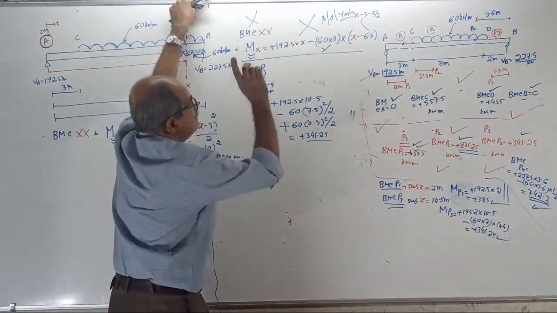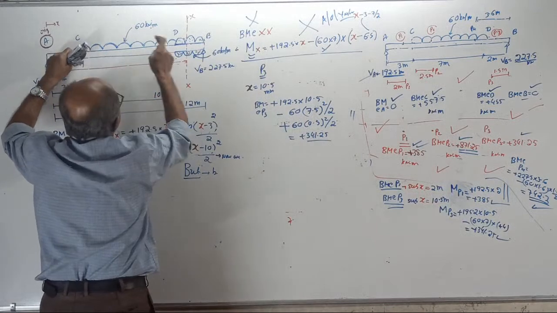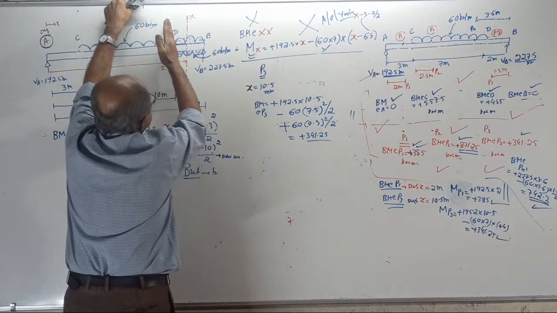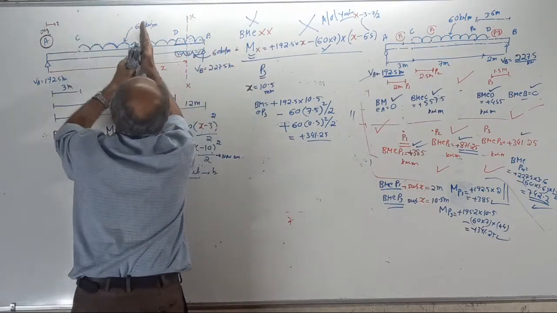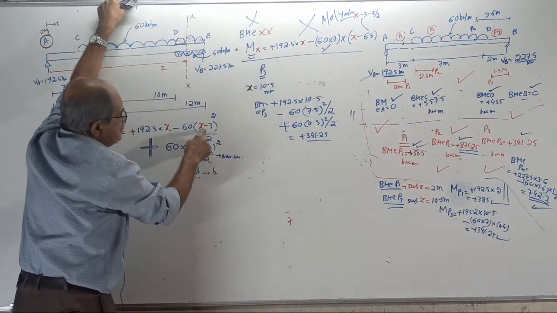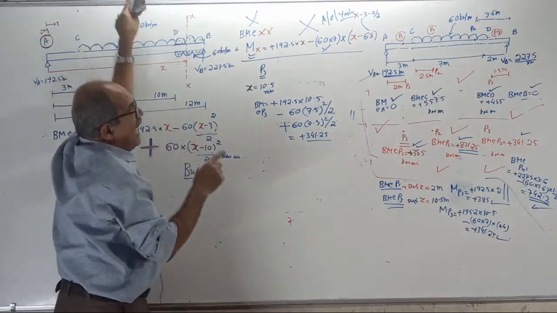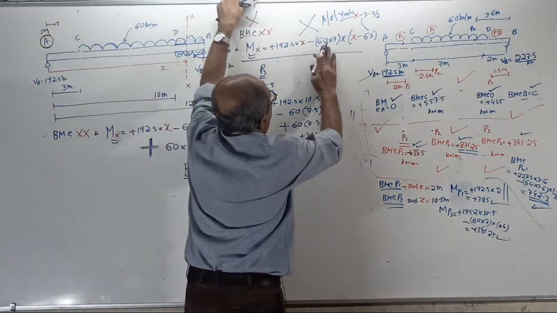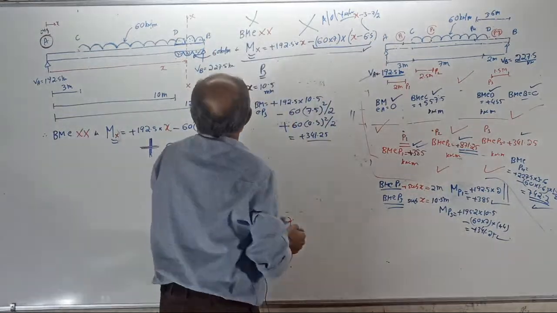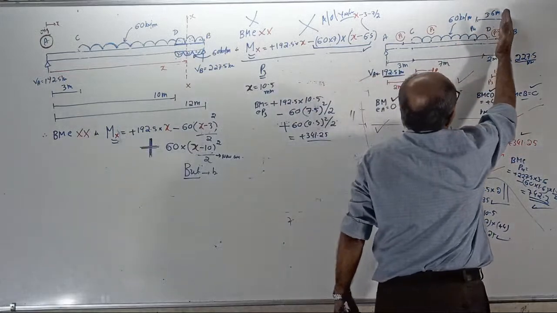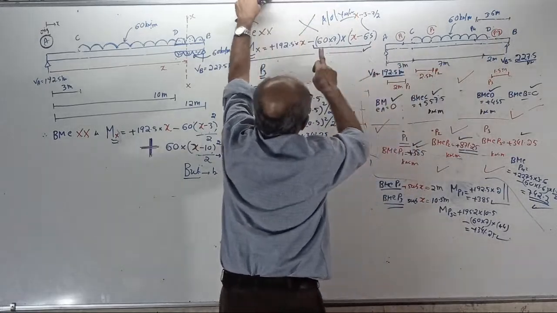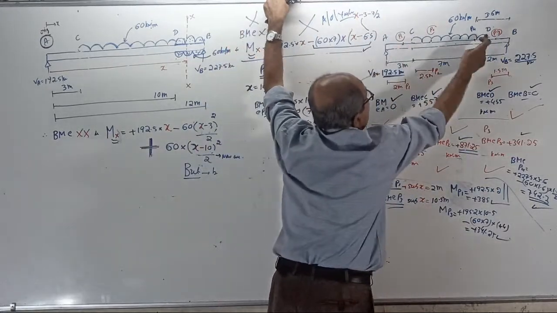One minute, see now. If the section is up to here, no problem, because only this much UDL will come. When the section is after this, the parabola is correct here. Two different terms are there, but actually it is linear. If you want bending moment anywhere at section XX here, then the full 7 meter will come. So this equation is wrong between C and D.